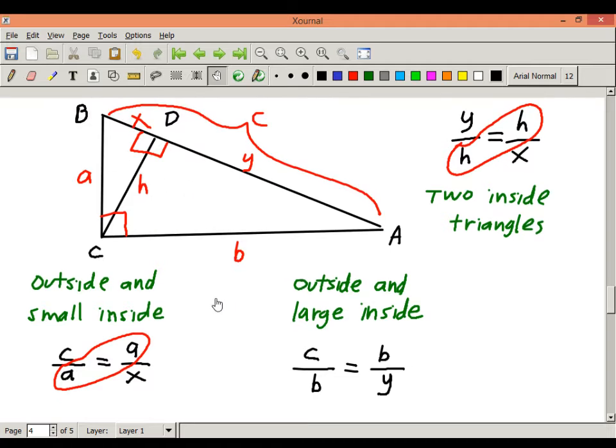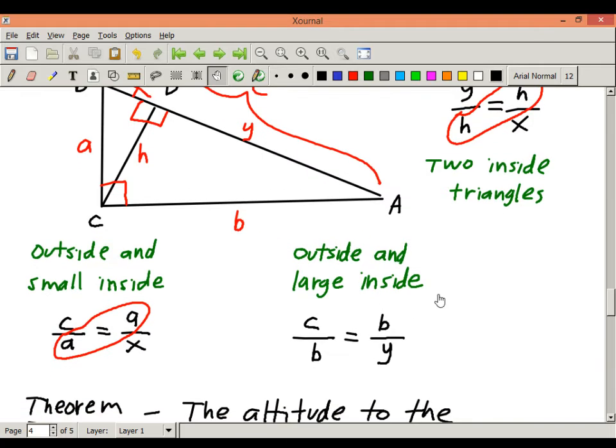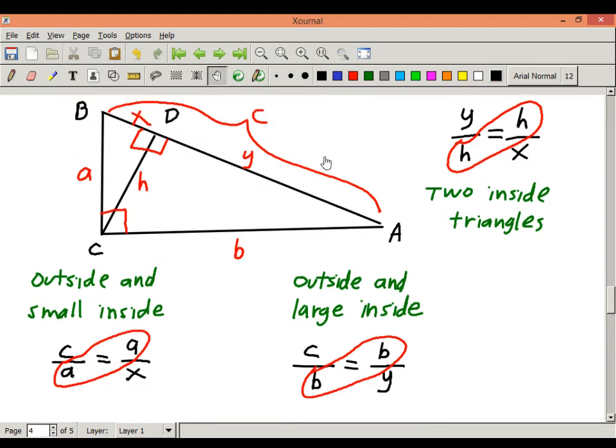So we can set up our proportion. C over B: C is the hypotenuse of the outside triangle, and it corresponds to B, which is the hypotenuse of the larger inside triangle. They're both hypotenuses, so that's a ratio. And B, which is the longer leg of the outside triangle, corresponds to Y, which is the longer leg of that large inside triangle. So that's another proportion that's true because of the two similar triangles. If you look at that closer, you'll see that B right here is the geometric mean between C and Y.